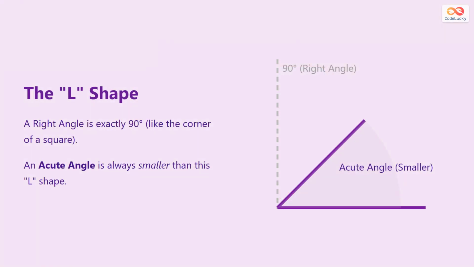To visualize this better, compare it to a right angle, which is exactly 90 degrees, like the corner of a square. An acute angle is always smaller or narrower than this corner shape.